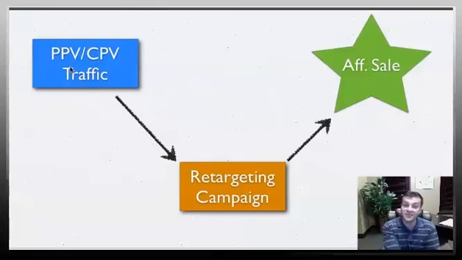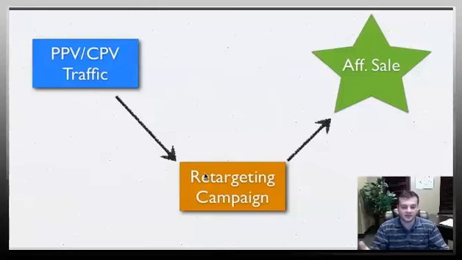PPV networks. So the idea again is we're getting traffic from CPV and PPV networks. We're going to funnel that traffic, send it to the landing page you just created in the last video, which I showed you how to do. And remember that landing page has a pixel, a retargeting code. So when this traffic hits your landing page, boom, they're going to be tagged and cookied for your retargeting campaign, and they're going to be funneled into your retargeting campaign.